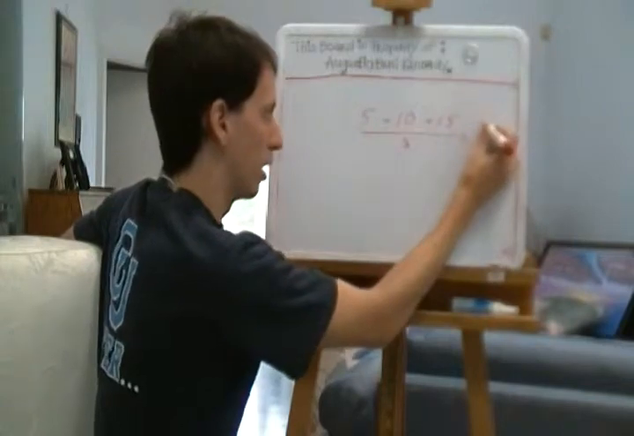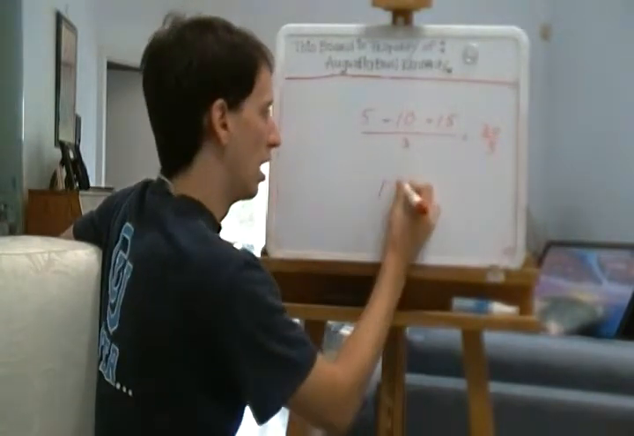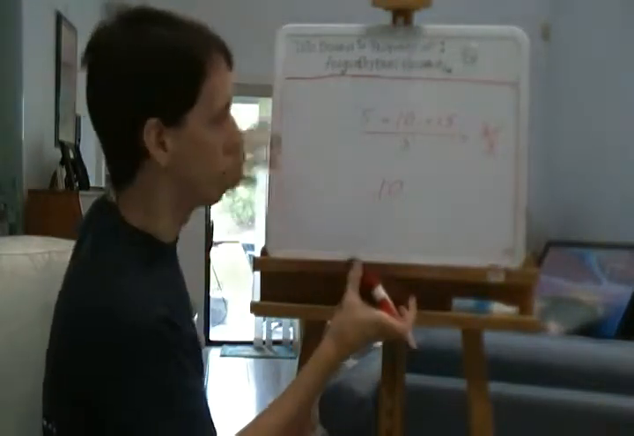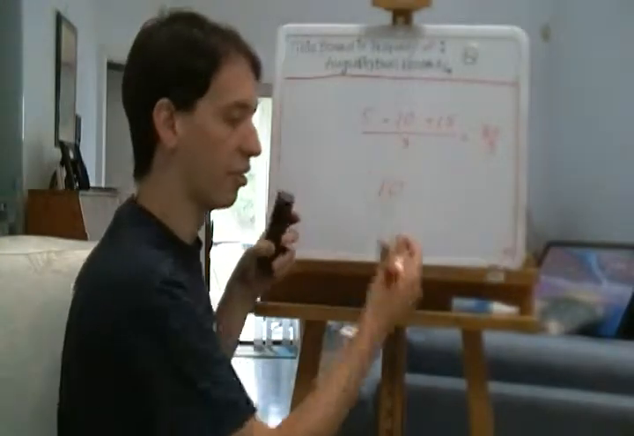So we add these together, we get 30, divided by 3 is 10. That's how you find an average. I'm sure you already knew that. Add together, divided by the number.